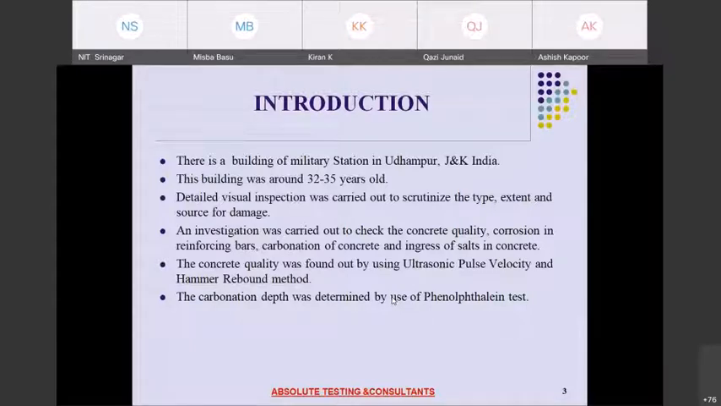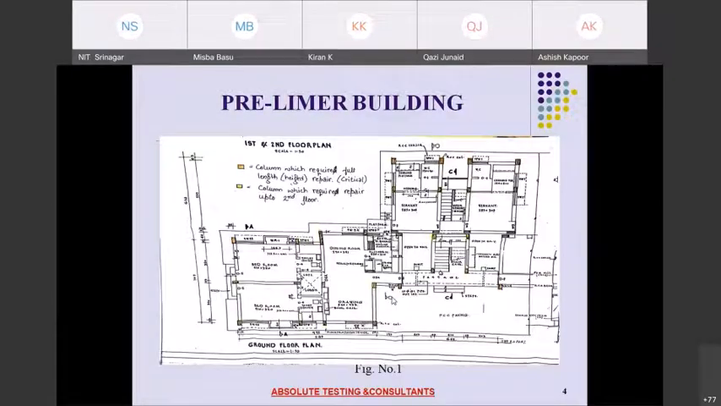And the second is rebound hammer method. And carbonation depth was determined by using phenolphthalein based indicator, and we call it phenolphthalein test.